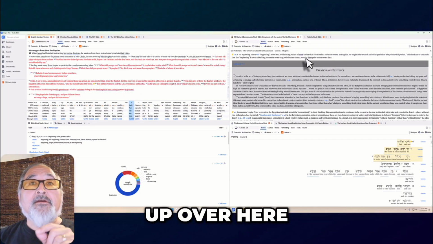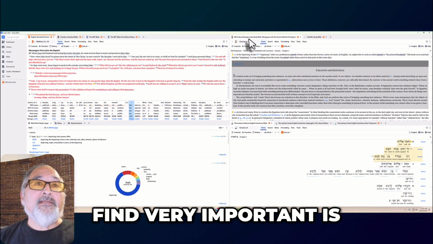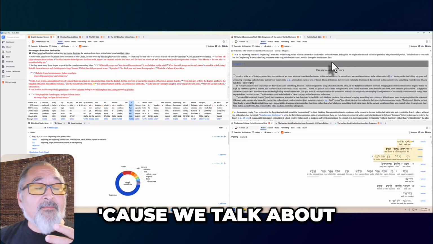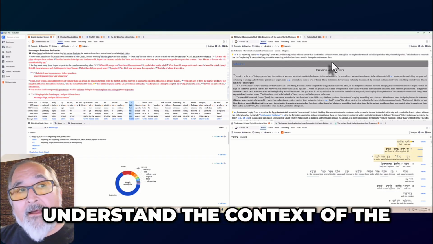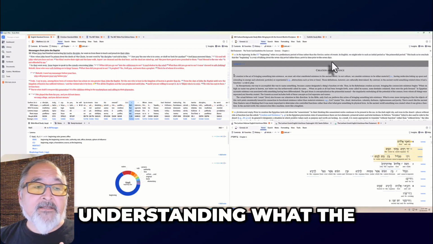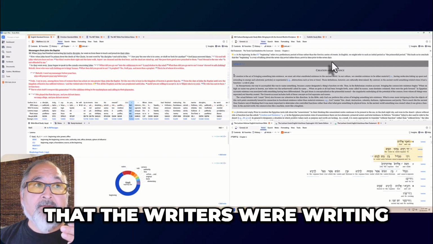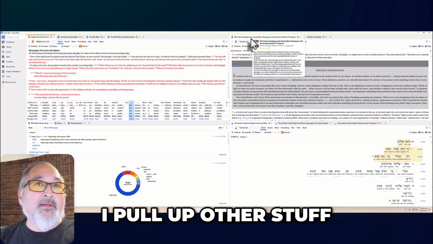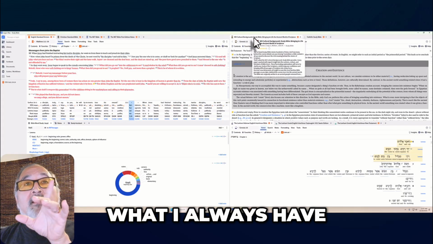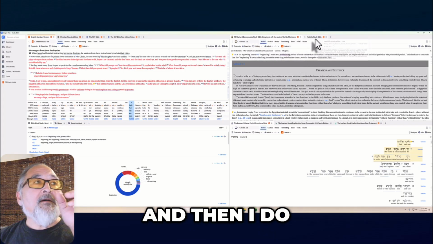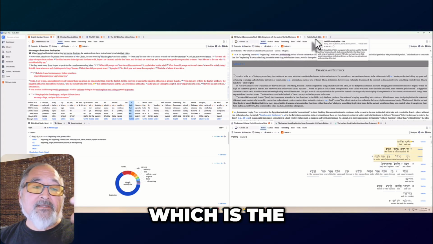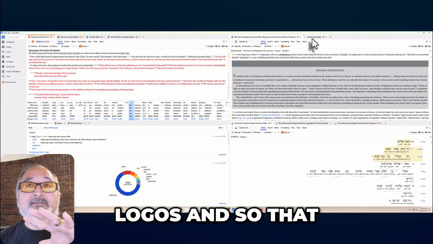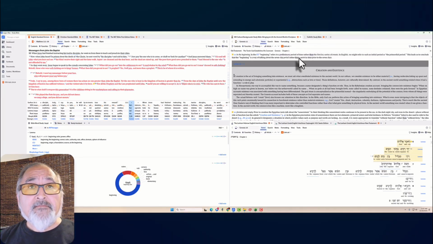Up over here, 2 things I find very important is to have the NIV Cultural Background Study Bible, because we talk about you need to understand the context of the text and understand what the culture was at the time that the writers were writing. So having that is very handy. Of course, I pull up other stuff, but this is what I always have. I have that one, and then I do like the Faithlife Study Bible, which is the Logos Study Bible, which is built into Logos, and so that's in there as well.